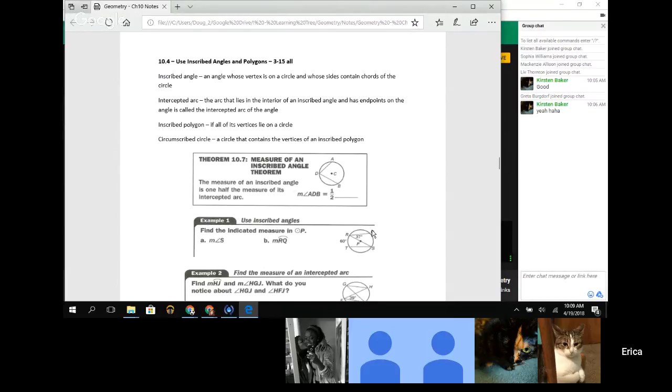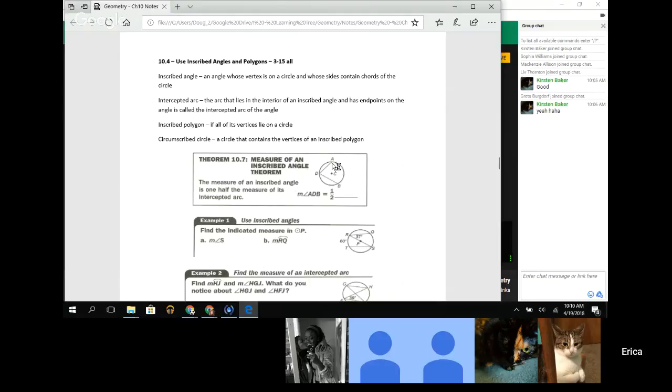And this is the measure of an inscribed angle, and there's a theorem that goes along with that. So an inscribed angle, you can see right here, is an angle whose vertex is on the circle and whose sides contain chords in the circle. So it's basically when you draw an angle that meets at the edge of a circle instead of the center of a circle. Okay, and so this is a little bit different.